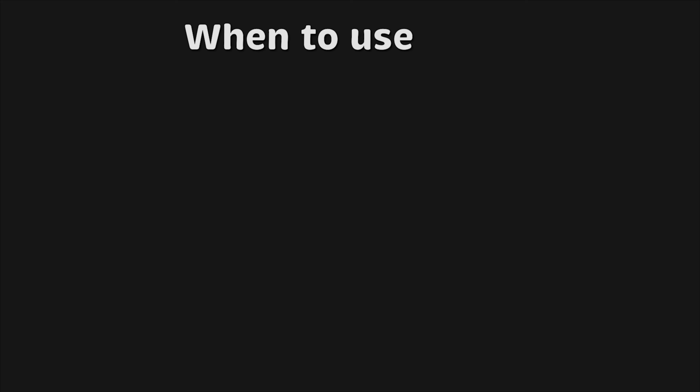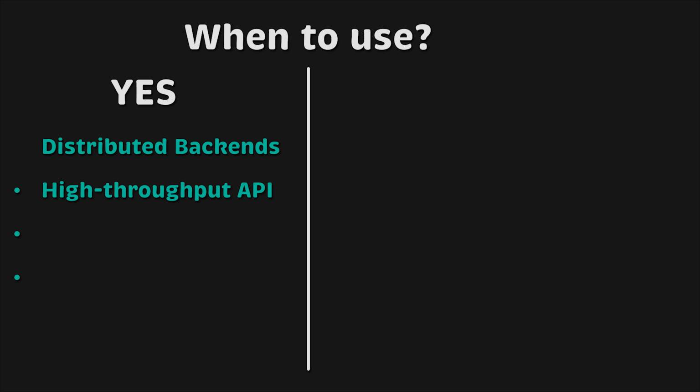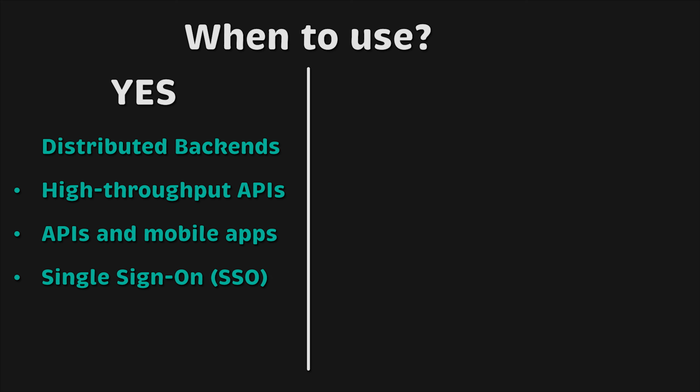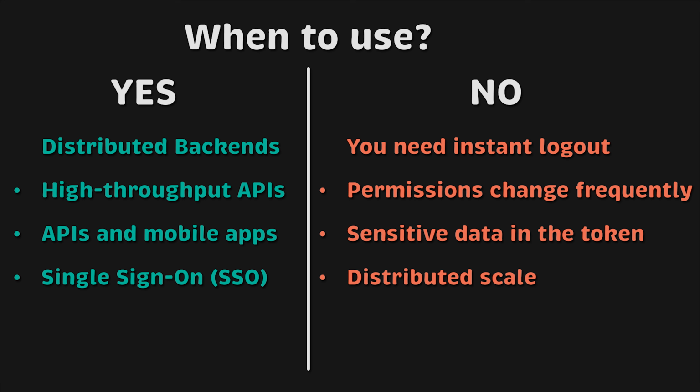In conclusion, JWT really shines in distributed applications where services can verify the same token locally using a shared key, as well as in high-throughput APIs that handle thousands of requests per second. Verifying a JWT signature is faster and cheaper than querying a database for every session lookup. On the other hand, you should not use JWT when you need instant logout or revocation, if user permissions change frequently, if you handle sensitive data in the token, or, to be honest, if you don't need distributed scale. In those cases, perhaps simple session IDs would work better for you.